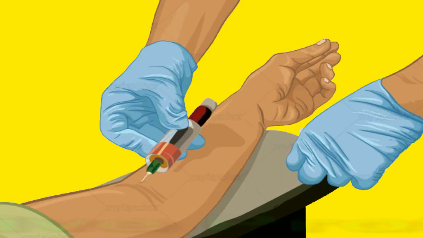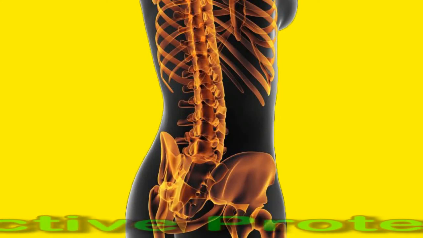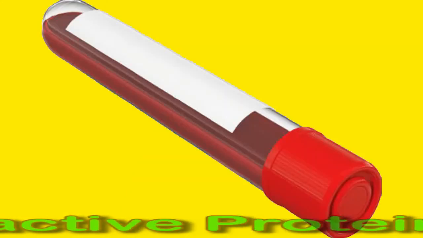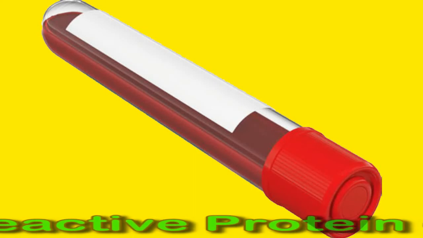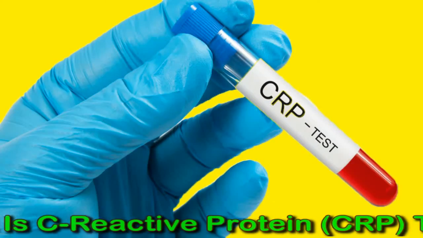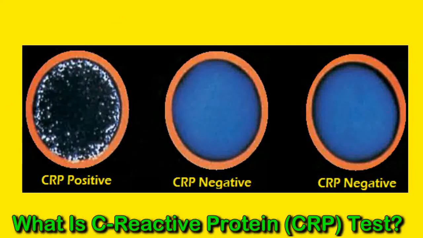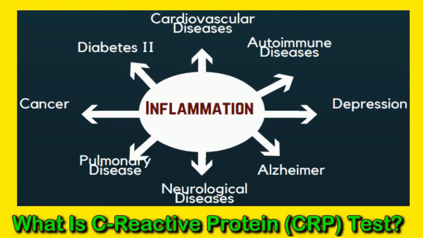What is C-reactive protein or CRP test? A C-reactive protein test measures the level of C-reactive protein or CRP in your blood. CRP is a protein made by your liver. It's sent into your bloodstream in response to inflammation. Inflammation is your body's way of protecting your tissues if you have been injured or have an infection.